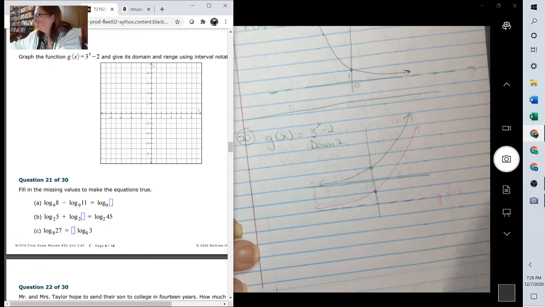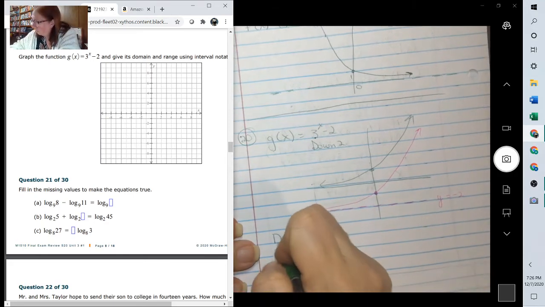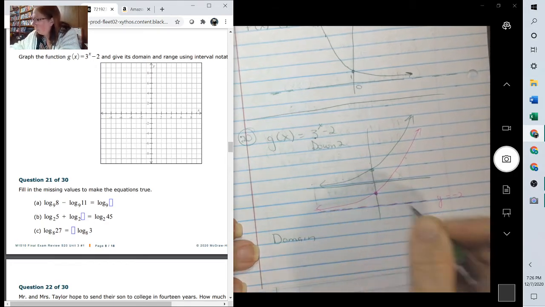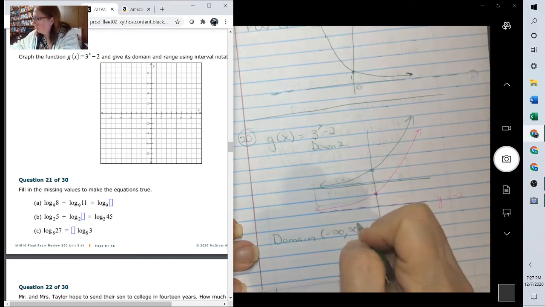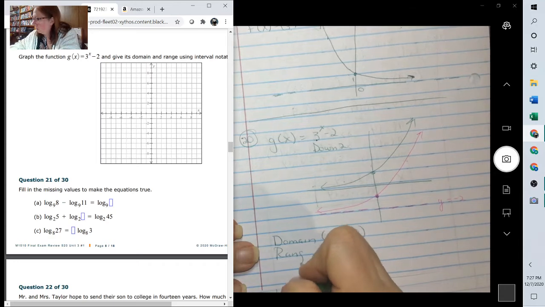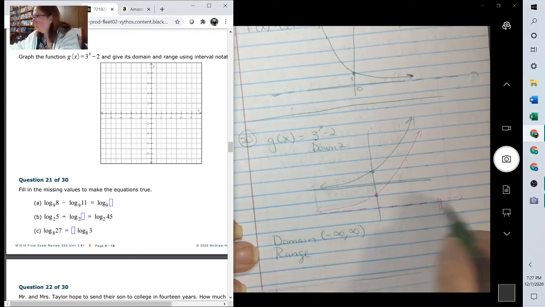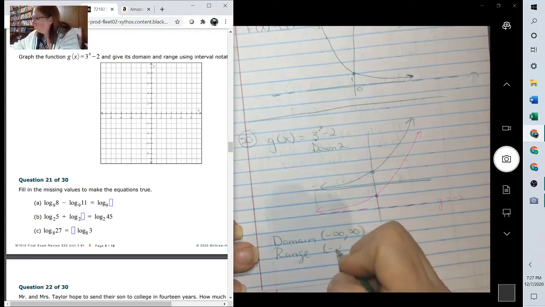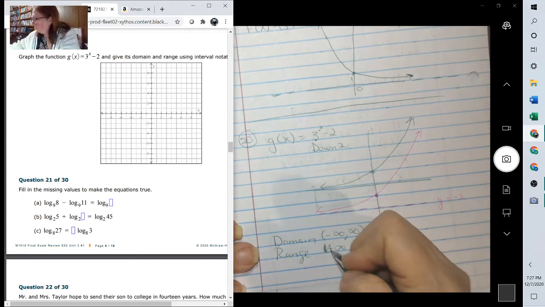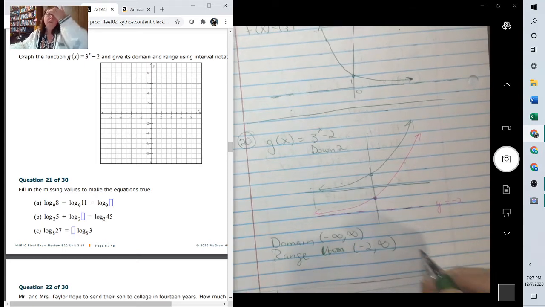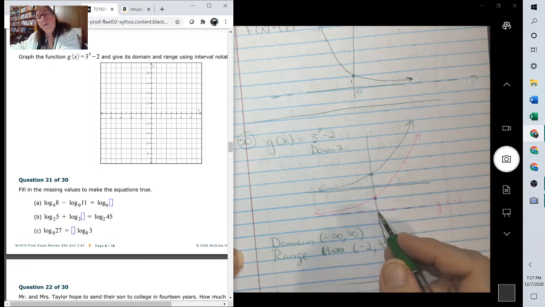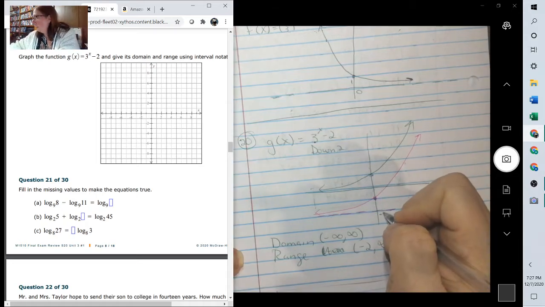And then they ask for the domain and range. All real numbers for x. The range. There's no values until we hit -2. -2 to infinity. This is a parenthesis because we're approaching the asymptote but not crossing it, and it is at -2.